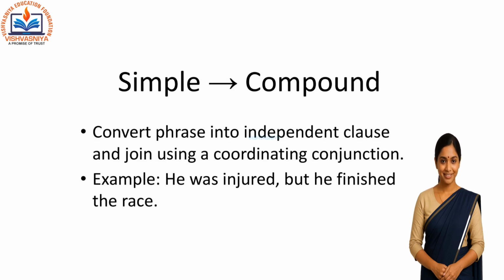Simple to compound. Convert a phrase into an independent clause and join using a coordinating conjunction. Examples: 1. He finished the race despite being injured. 2. He was injured, but he finished the race. 1. In the absence of the teacher, the class was noisy. 2. The teacher was absent, so the class was noisy.